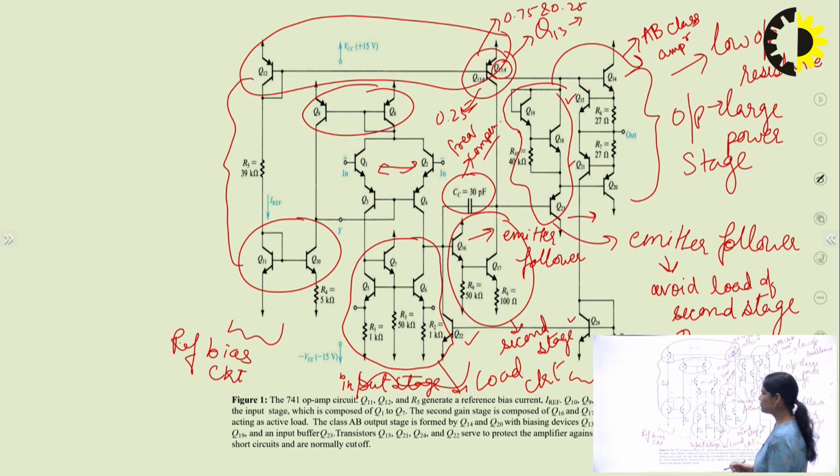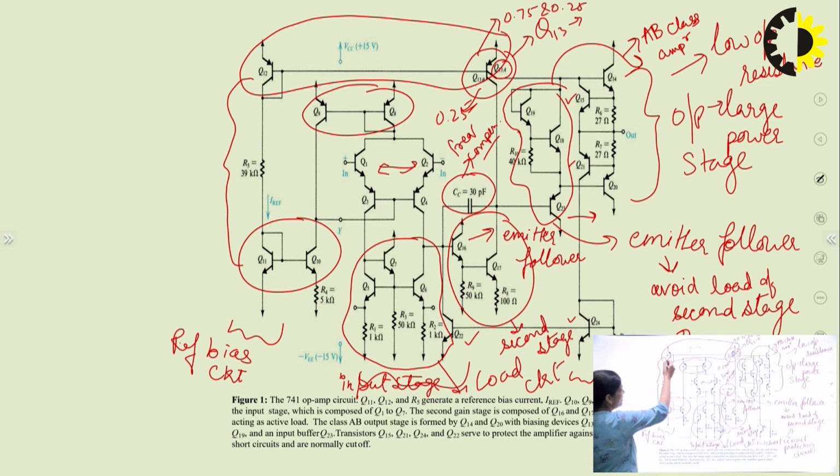Now see, in the reference bias circuit, Q12 transistor and Q11 transistor take part. Now here 3 current mirrors are there: Q13 and Q12, Q8 and Q9, and Q11 and Q10 also is a current mirror. So these 3 current mirrors are used for biasing this input stage. Now the input stage transistors are Q1, Q2, Q3, Q4, Q5, Q6, Q7. Now here resistances are connected. R1 is 1 kilo ohm, R2 is 1 kilo ohm, and R3 is 50 kilo ohm.